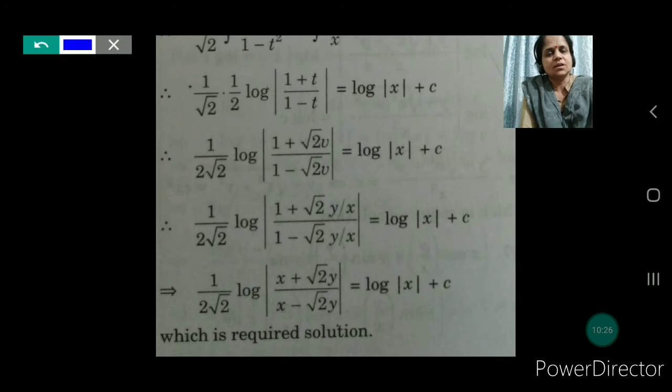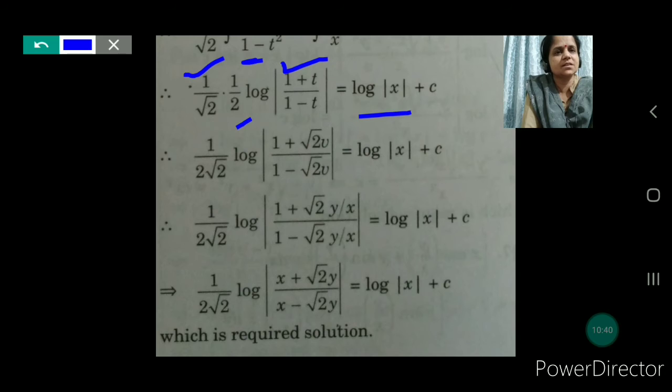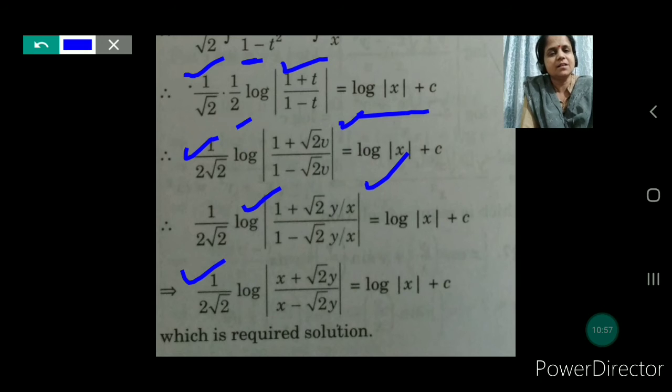So it is 1 by root 2, write as it is, 1 by 2a. Here in place of a it is 1. That's why it is 1 by 2 only. Then log mod of 1 plus t upon 1 minus t, on RHS it is log mod of x plus c. Now take value of t. T is equal to under root 2v. So in place of t write under root 2v, and in the next step in place of v it is y by x, and then take LCM, which is the required solution.